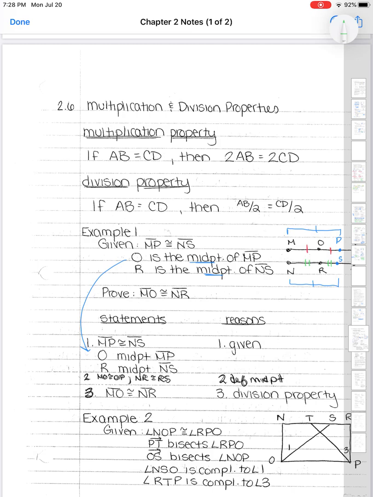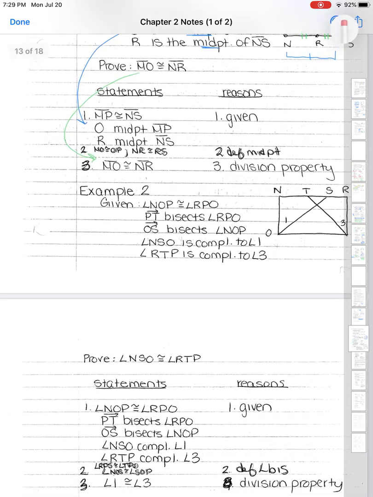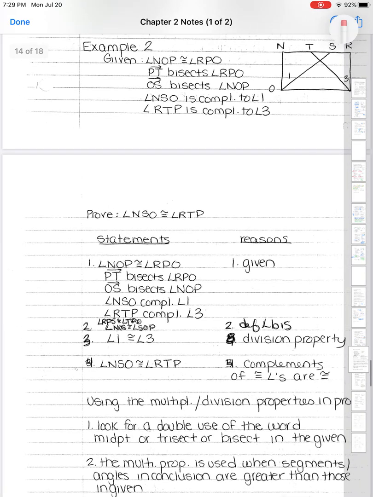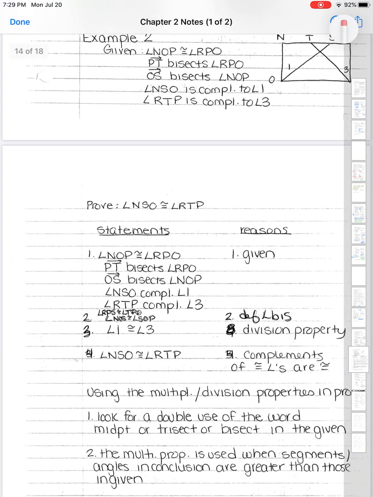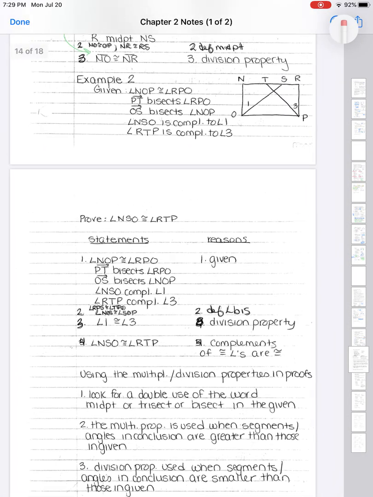And then for line 3, we're trying to prove that MO and NR are congruent. Well, if originally the bigger segments were the same, and each one is now split into 2 equal parts, then we're cutting something in equal amounts. This is our division property, so we can say that MO is then congruent to NR. And not only is it congruent to those two, but it's also congruent to OP and RS. But that's not what is in our proof statement, so we only have to include what is in the proof statement for that final statement.